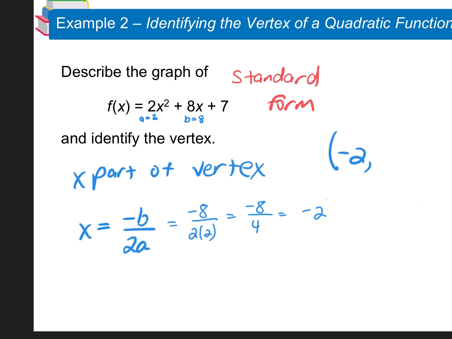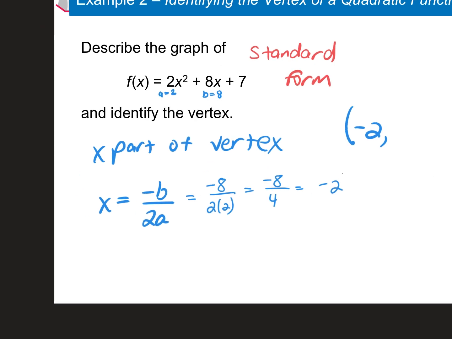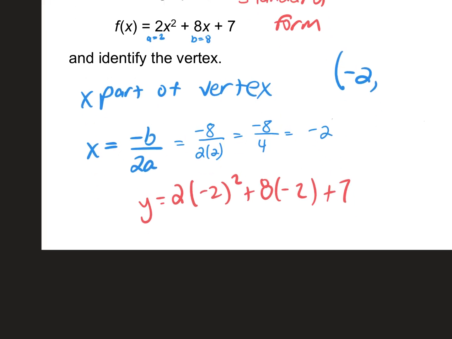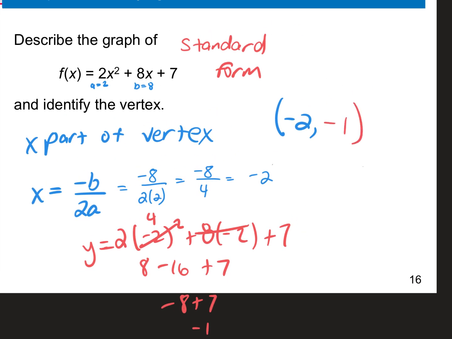Well, if I know the x part, how in the world can I find the y? You plug it back in. Perfect. So to find the y, we're going to plug in. I'm going to say y equals 2 times negative 2 squared plus 8 times negative 2 plus 7. So let's go. What's negative 2 squared? 4. 4 times 2 is 8. Minus 16 plus 7. What's 8 minus 16? Negative 8. Plus 7 is negative 1. So here's your vertex.